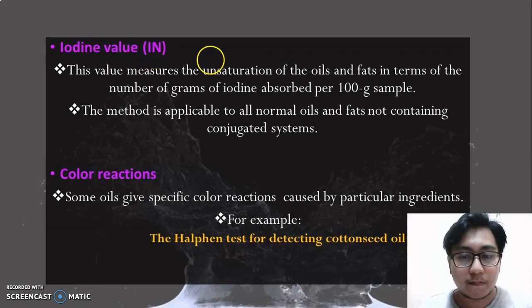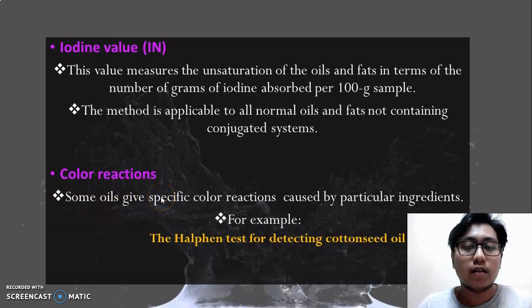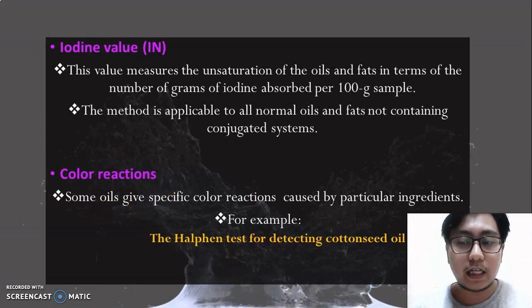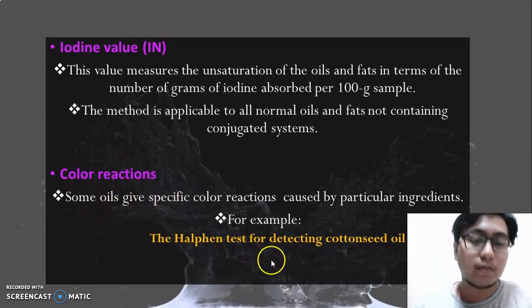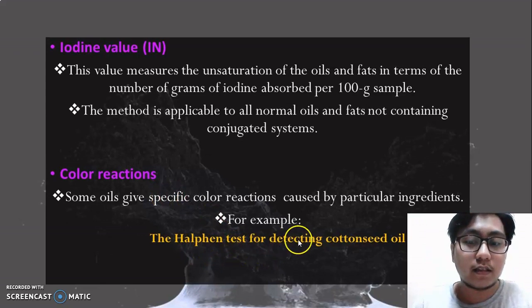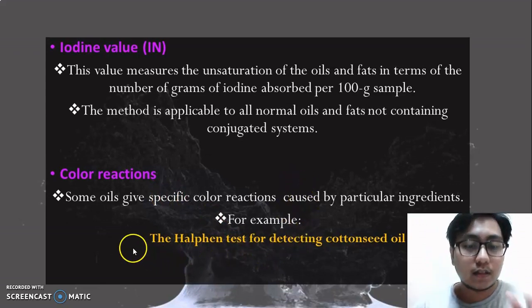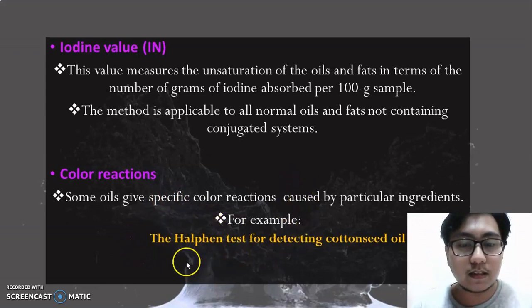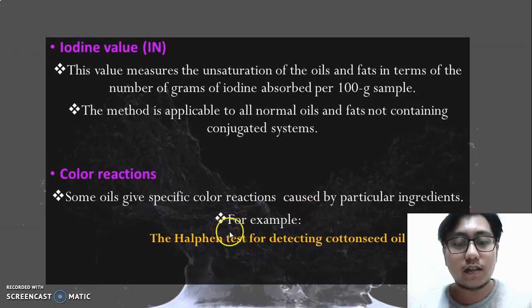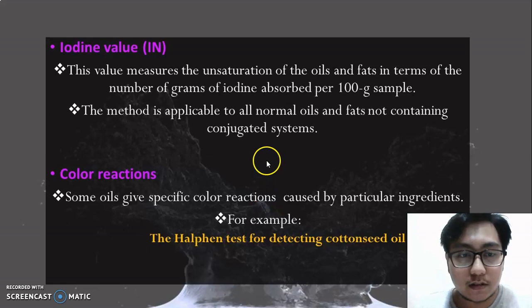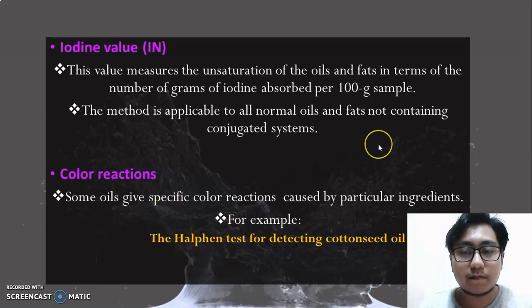Right, very simple. Next is color reaction. For color reactions, some oils give specific color reactions which is caused by a particular ingredient. For example, the Halphen test for detecting cottonseed oil. So you guys can just Google the Halphen test, and you will get the details. If you want to know, just Google. Alright.